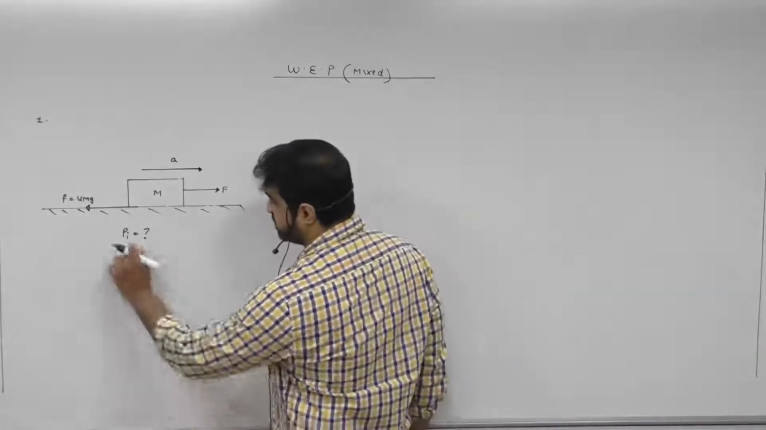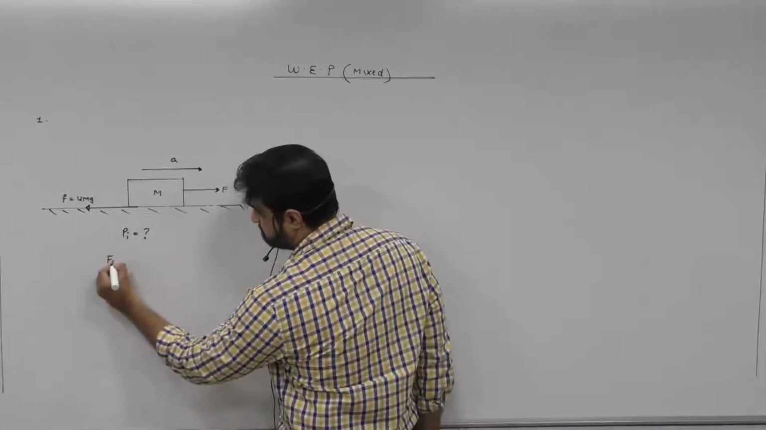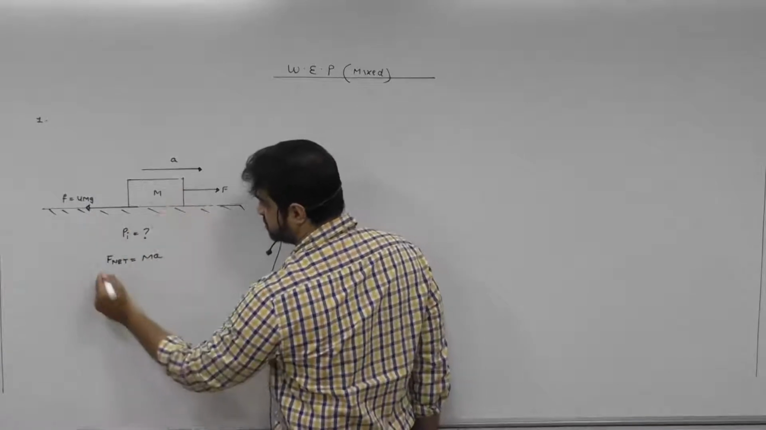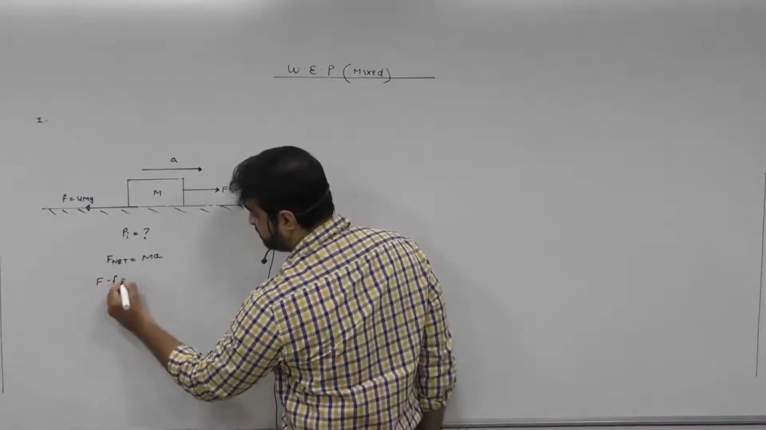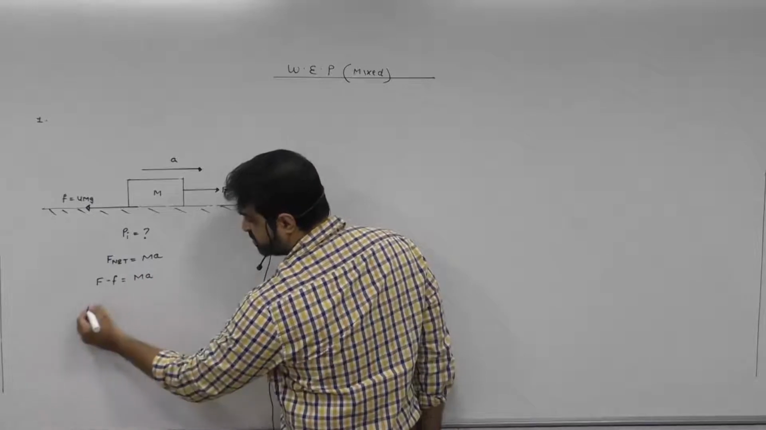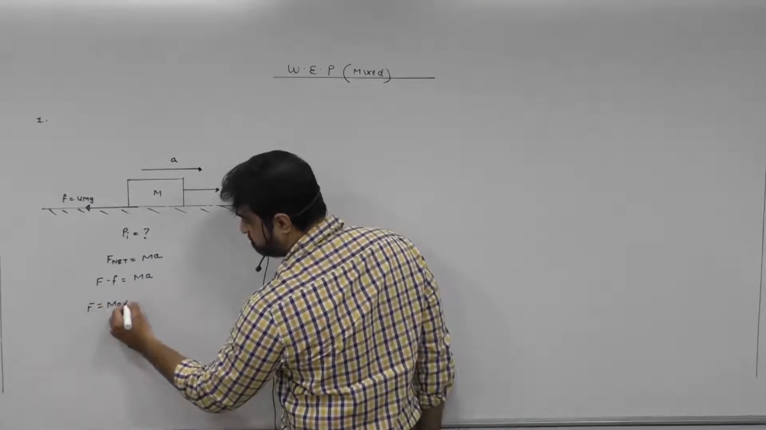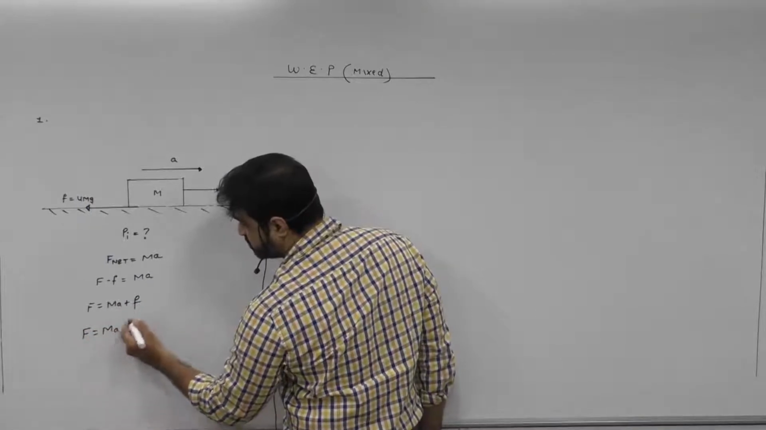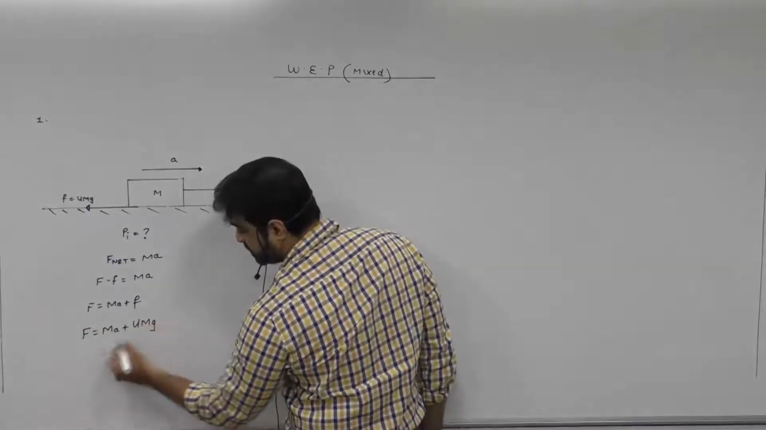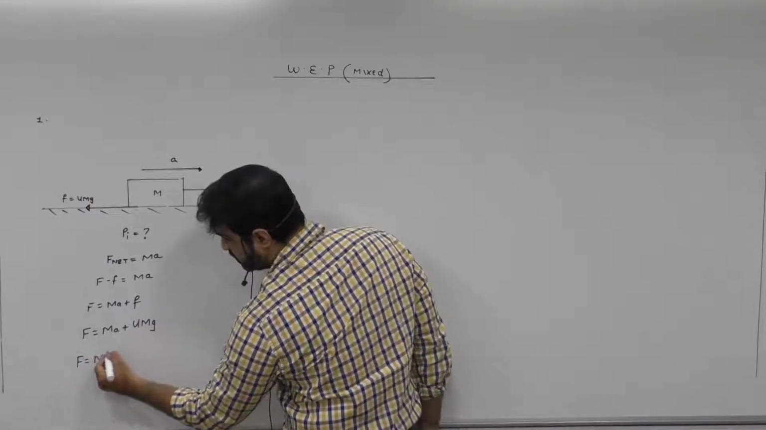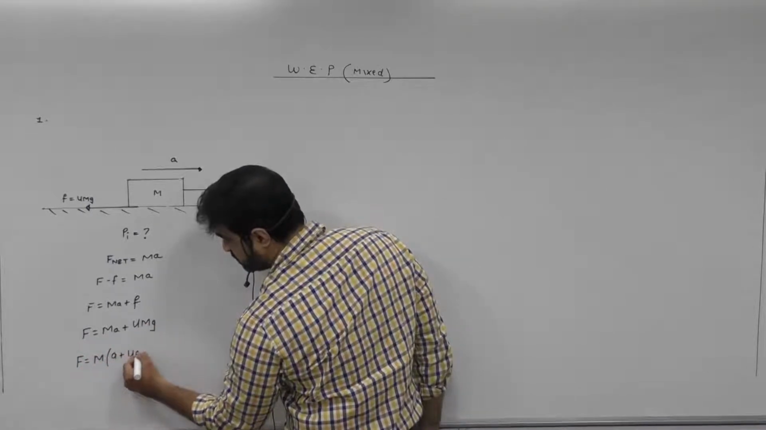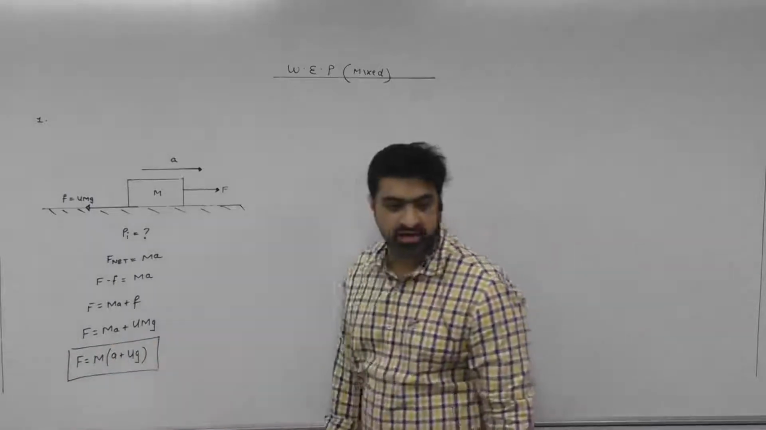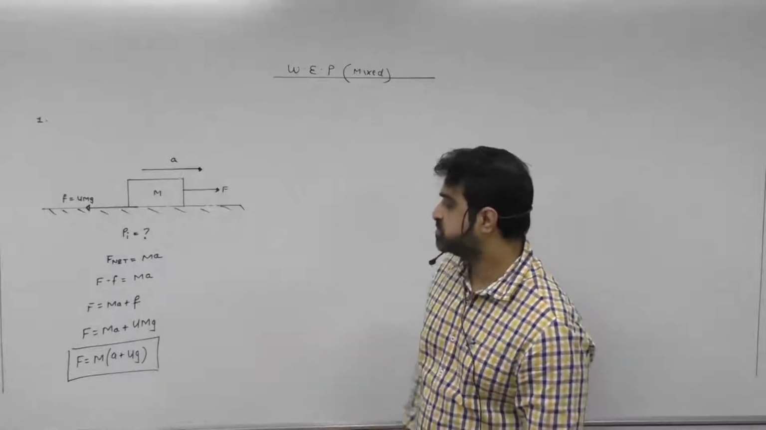Now how to do this question? Can I say net force is ma? What is net force? This minus this. Capital F minus small f is ma. So capital F is going to become ma plus small f, which is mu mg, right? So can I take m common? It will be a plus mu g. This is the external force which is applied, and I got the value of the external force.